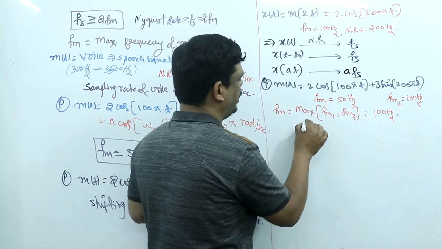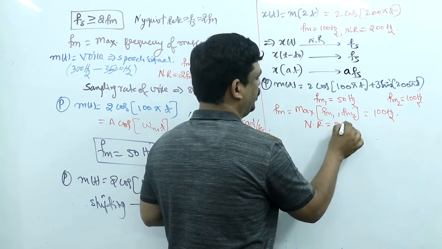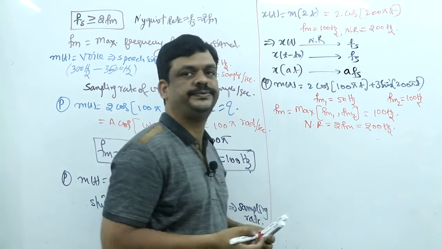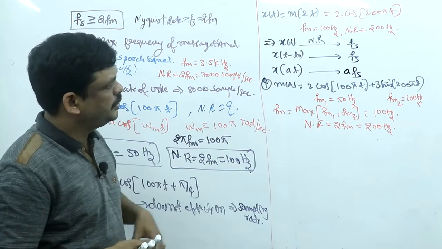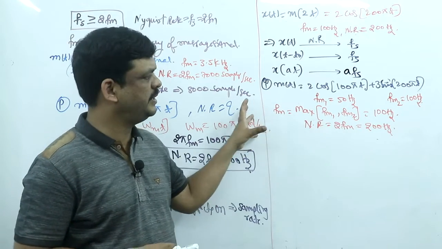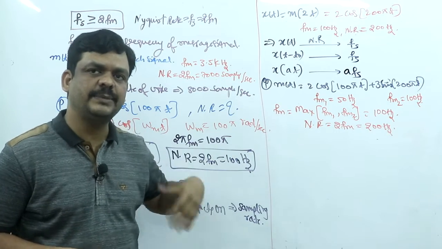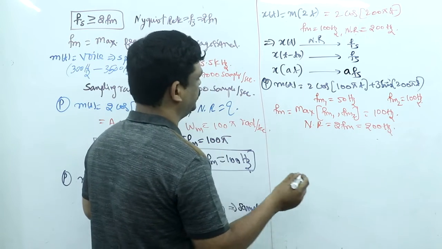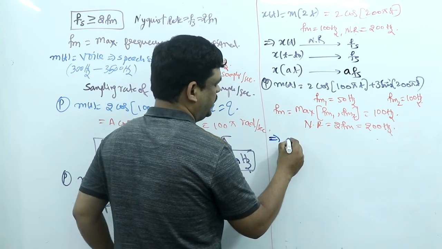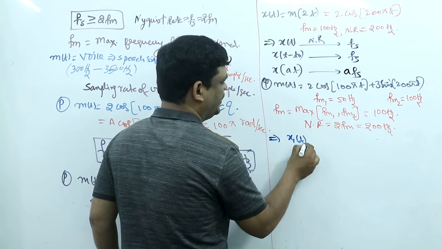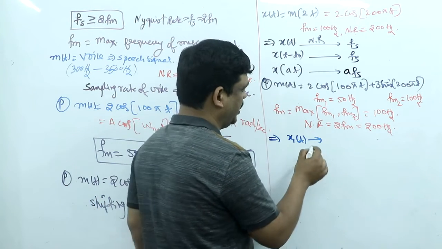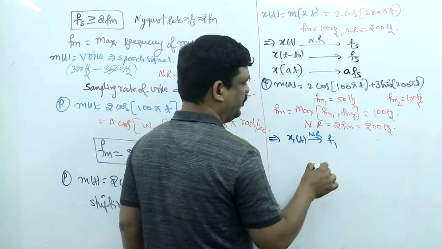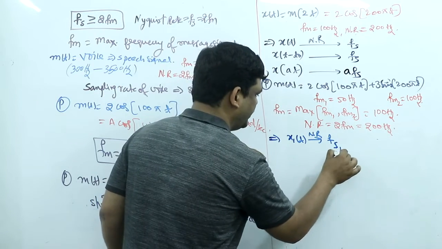From this, write the Nyquist rate now. Nyquist rate is 2 into FM, that becomes now 200 hertz. Okay, 200 hertz. Now from this problem, I want to write some other important formulas here, right? Those formulas should be like this. Let us consider one signal x1 of t, with sampling rate or Nyquist rate, just I am writing here. The Nyquist rate of x1 of t is, let us write, fs1.